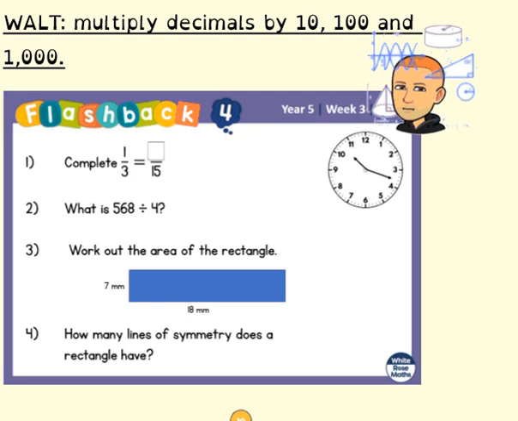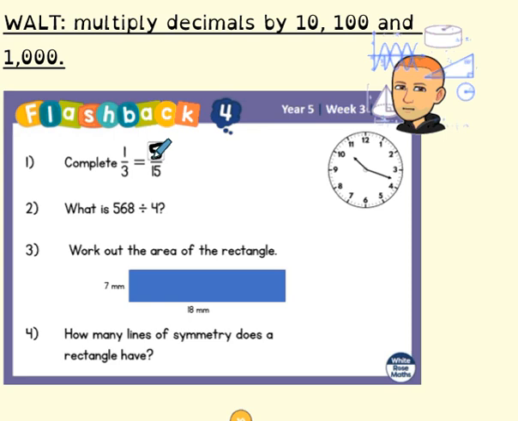Question number 1, complete. 1/3 equals something 15ths. This is an equivalent fractions question. Remember, whatever I do to my numerator or my denominator, I do to the opposing one. So in this case, I've timesed my denominator by 5. So I do the same with my numerator to give me 5/15.